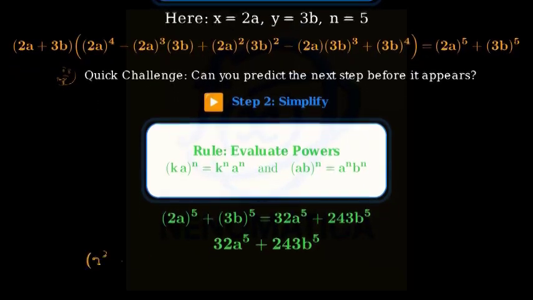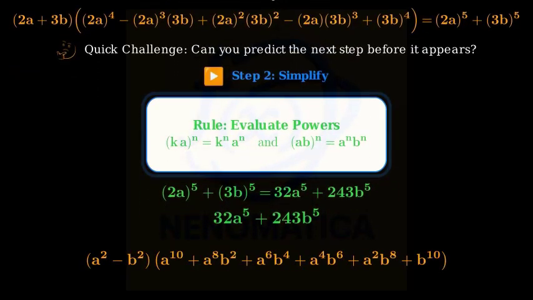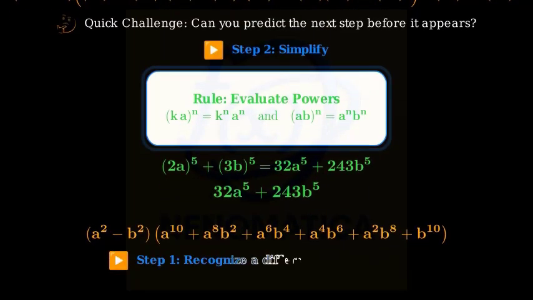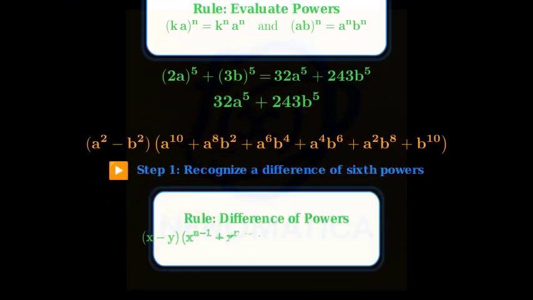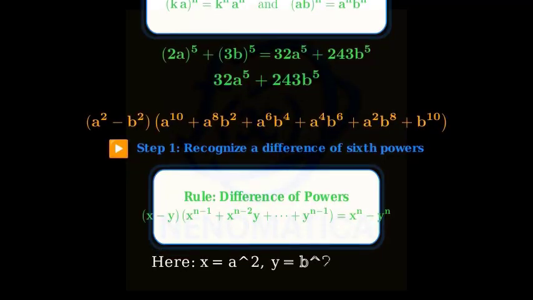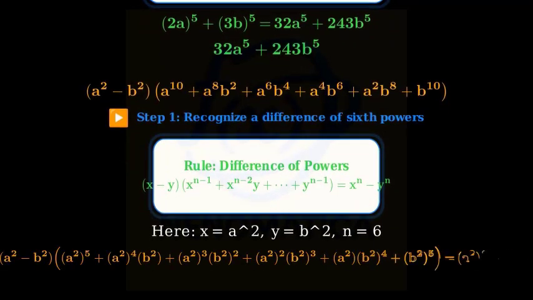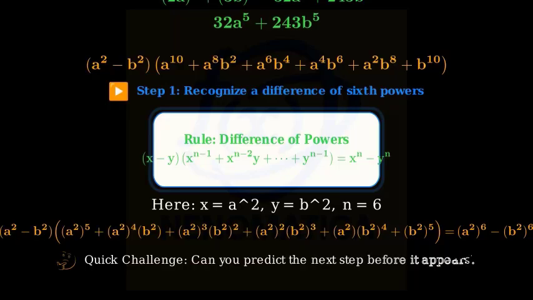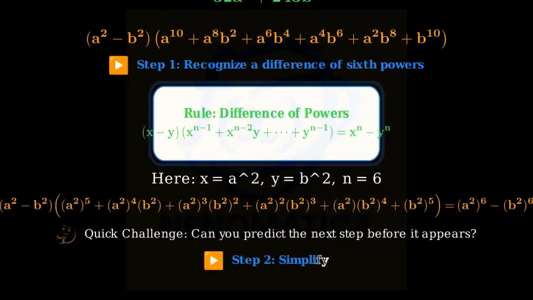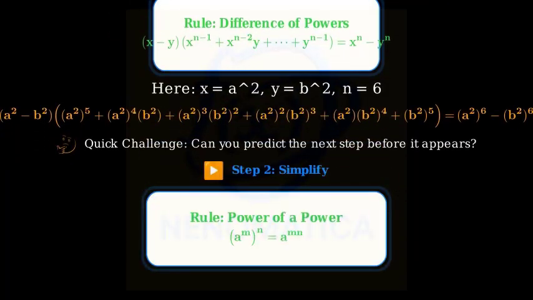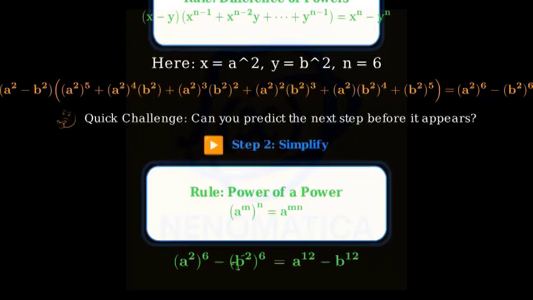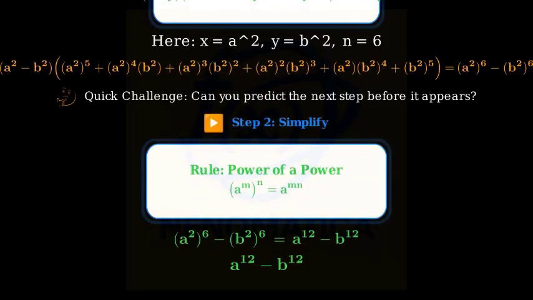Now problem 2. Factor and simplify following the same structure. Step 1. Recognize a difference of sixth powers. Apply the rule with x equals a squared, y equals b squared, and n equals 6. Step 2. Simplify the powers. A squared to the sixth is a to the 12th. B squared to the sixth is b to the 12th.